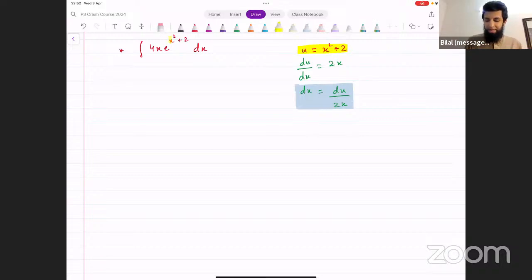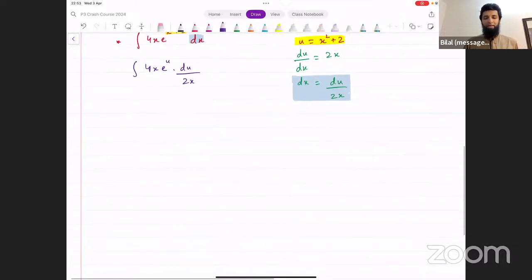We're going to replace x squared plus 2 with u. Let's do that. Leave everything else as it is. You're just going to replace these two things. Okay? We're not going to touch anything else in the first step that we do. Leave everything else as it is, and then see what happens. You have 4x as it is. e raised to the power x squared plus 2. x squared plus 2 gets converted to u. What about dx? Instead of dx, you write du over 2x.